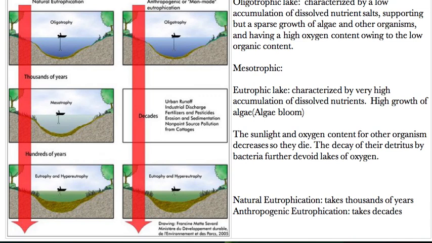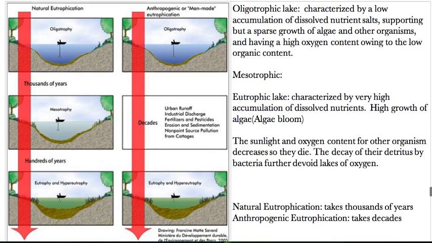Gradually this is called an oligotrophic lake. So what is an oligotrophic lake? This lake is characterized by a low accumulation of dissolved nutrients. The nutrient salts are very low, which supports sparse growth of algae and other organisms, and it has a high oxygen content. So oxygen content is higher in the oligotrophic lake, which is a very young lake, owing to low organic content.